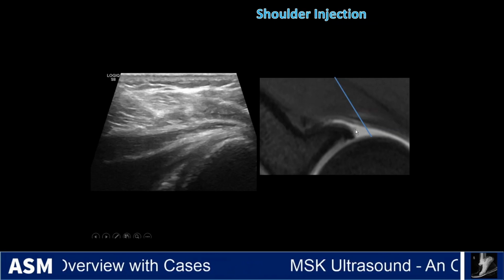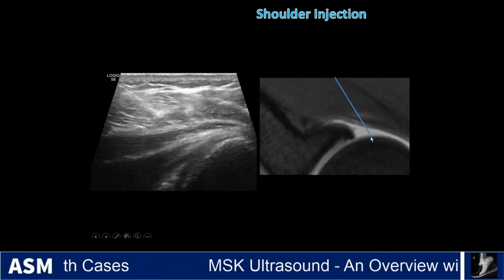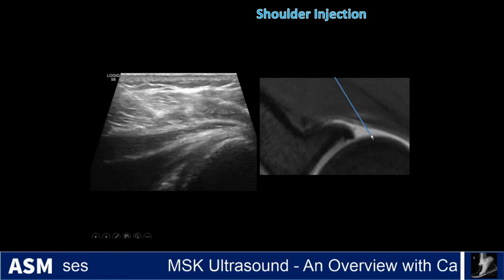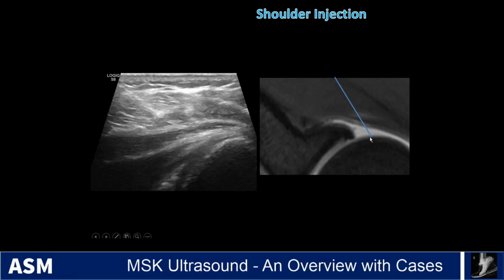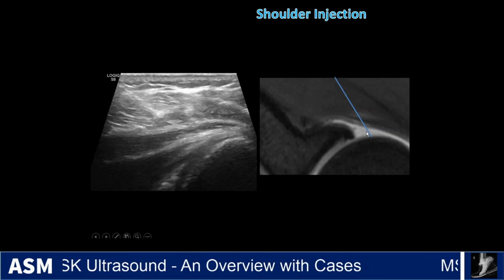inject high volume, you can actually see distension of the biceps tendon sheath at the end of the procedure just to confirm that you've gotten all your fluid inside of the joint. So if you inject 8 to 10 cc's, 12 cc's, 14 cc's, take a look at the biceps sheath pre and post, and you'll see the difference.